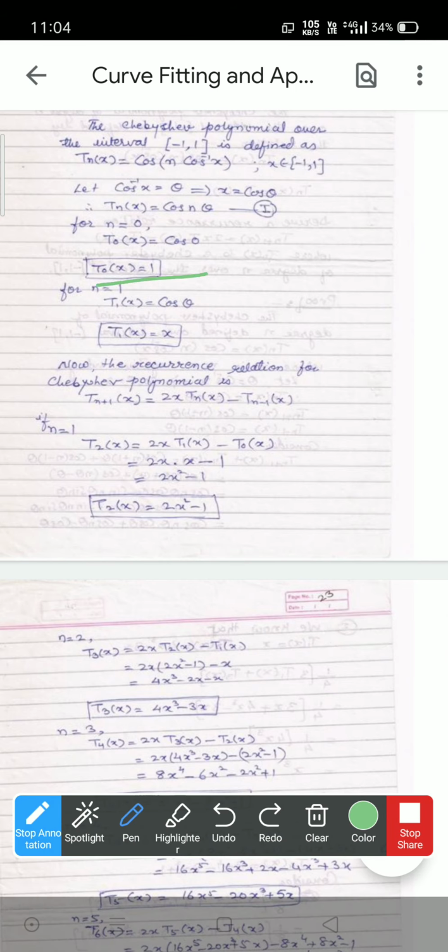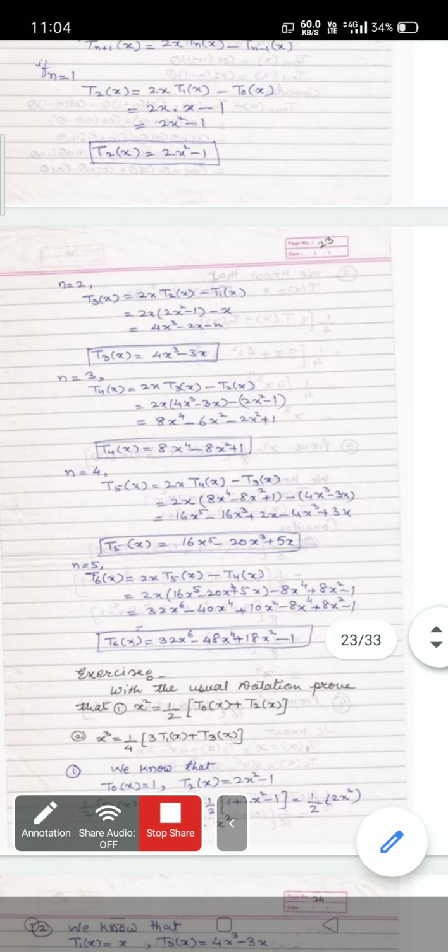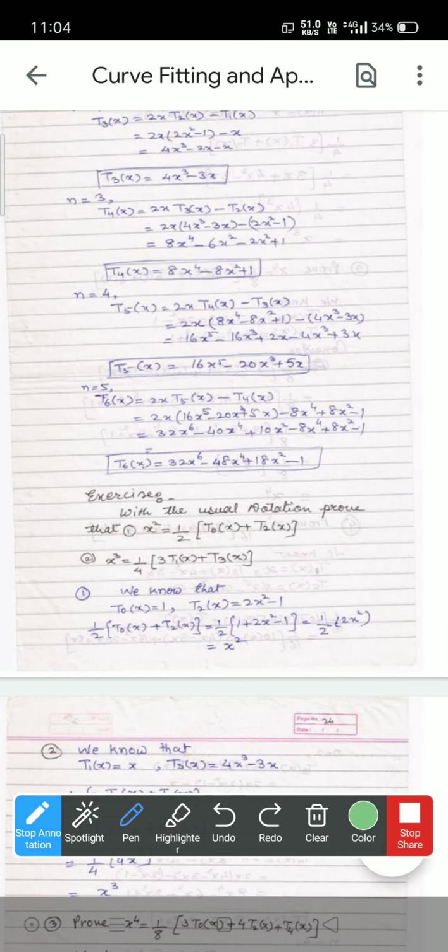The first Chebyshev polynomials are T0 of x is equal to 1, T1 of x is equal to x, T2 of x is equal to 2x square minus 1, T3 of x is equal to 4x cube minus 3x, T4 of x is equal to 8x raised to the power 4 minus 8x square plus 1, and T5 of x is equal to 16x raised to the power 5 minus 20x raised to the power 3 plus 5x, and last T6 of x is equal to 32x raised to the power 6 minus 48x raised to the power 4 plus 18x square minus 1. We have shown examples also.